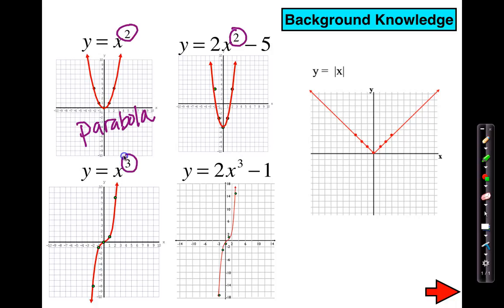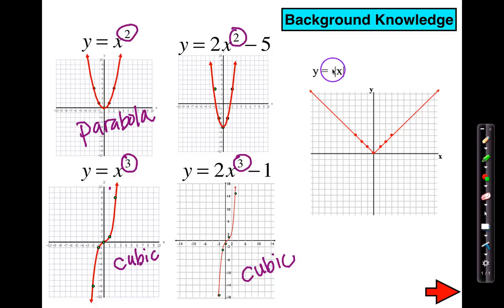Here, if the degree is 3, you're going to expect this shape, which we refer to as a cubic. That's not the official word, but in class, that's what you're going to hear us say. Again, here, since the degree is 3, it is going to be a cubic function, therefore it's nonlinear.